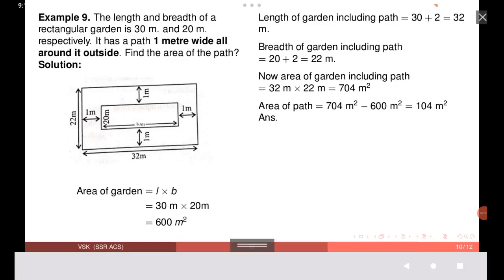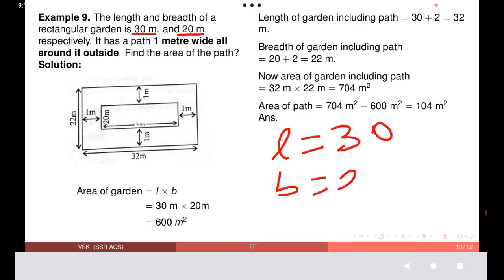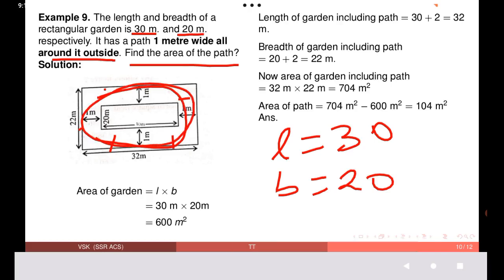Now this is an important one. You just see very properly what is given over here. The length and breadth of a rectangular garden are 30 and 20. So length is given as 30 and breadth is given as 20. It has a path of 1 meter wide all around it outside. So this is the 1 meter path which is given over here. Find the area of the path. So the requirement is the area of the path. This is the garden, this is the path, and we have to find its area.